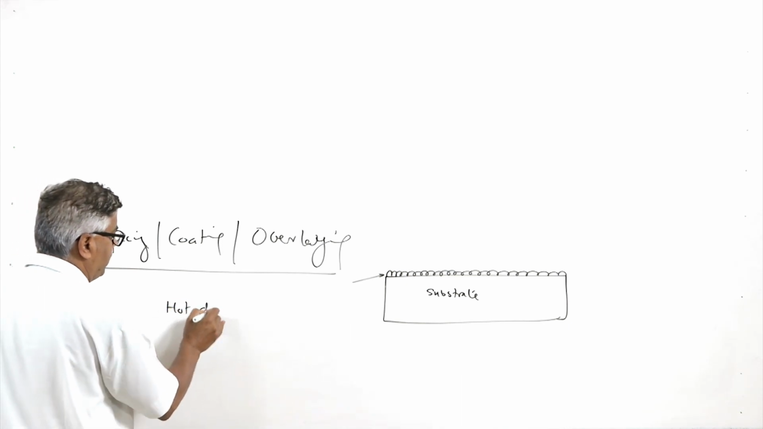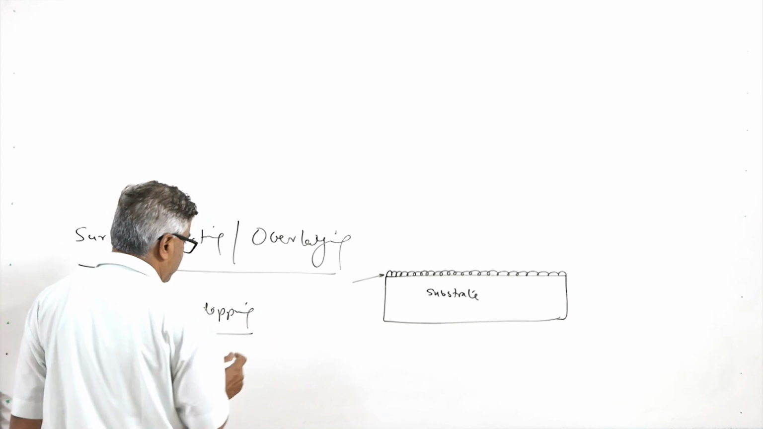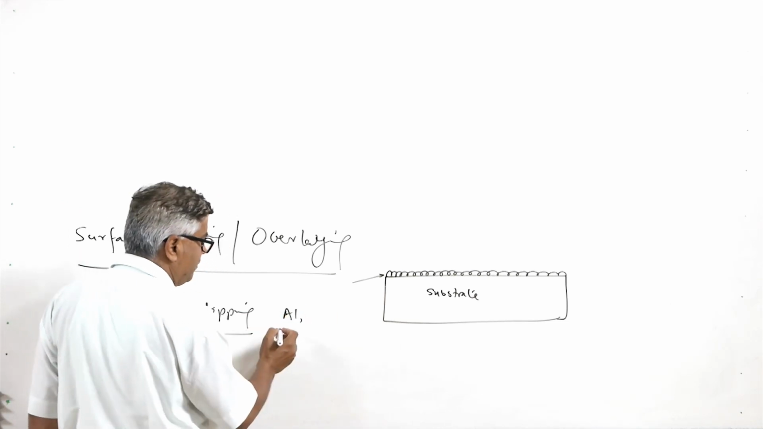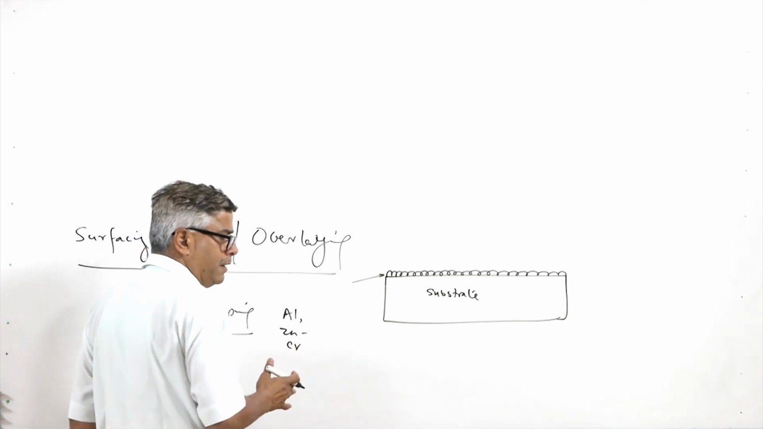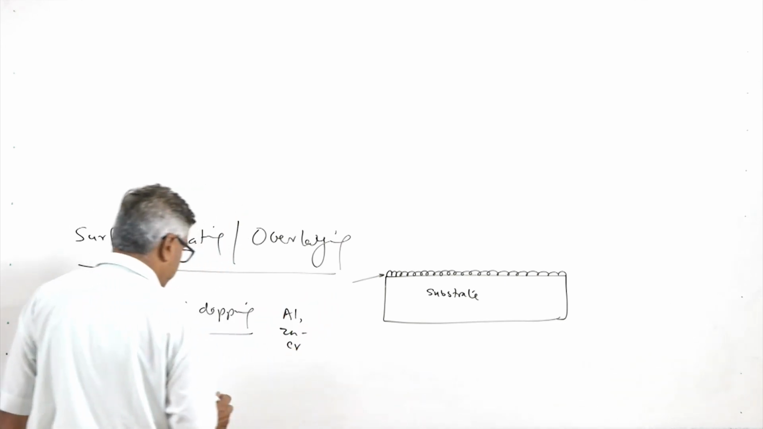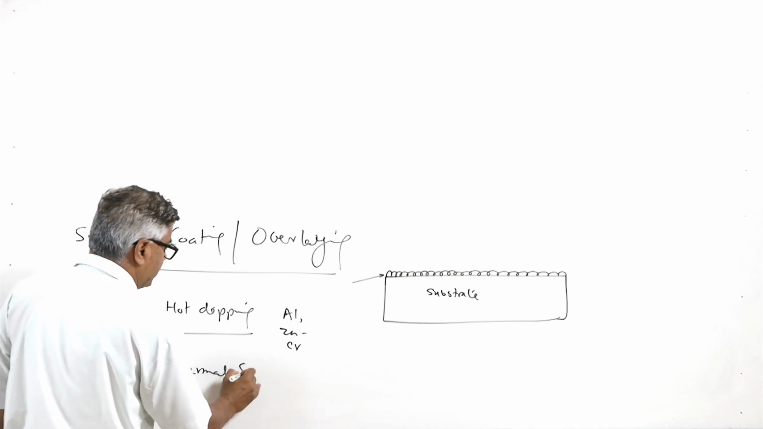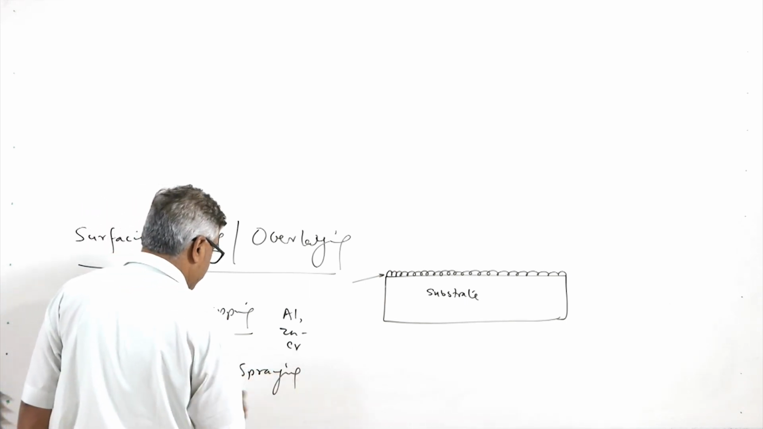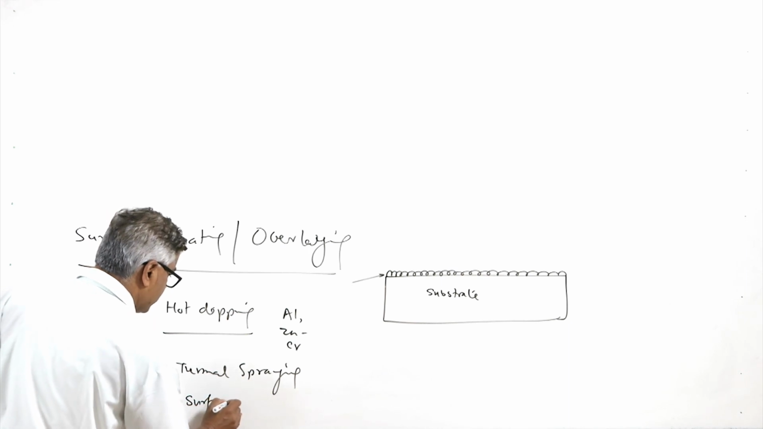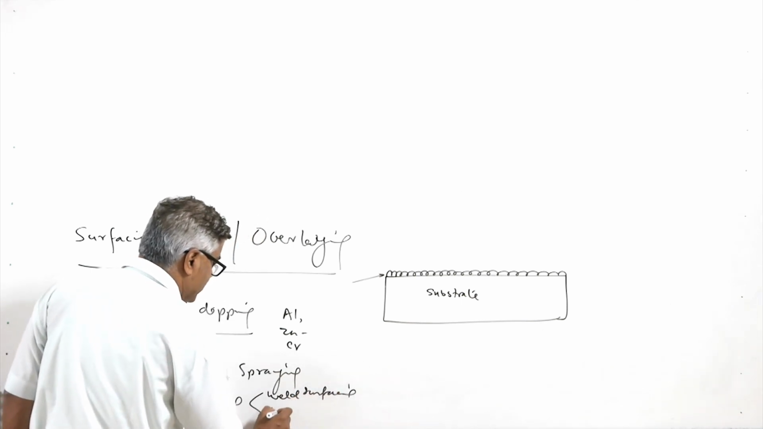One is called hot dipping, which is used for aluminizing, chromizing, galvanizing. As per the kind of element, aluminium for aluminizing, zinc for galvanizing, chromium for chromizing, these processes are used in this category. Basically, a liquid bath is used for this purpose. Another category is thermal spraying, and thereafter we have surfacing. There are two categories of processes: one is weld surfacing and another is laser cladding.